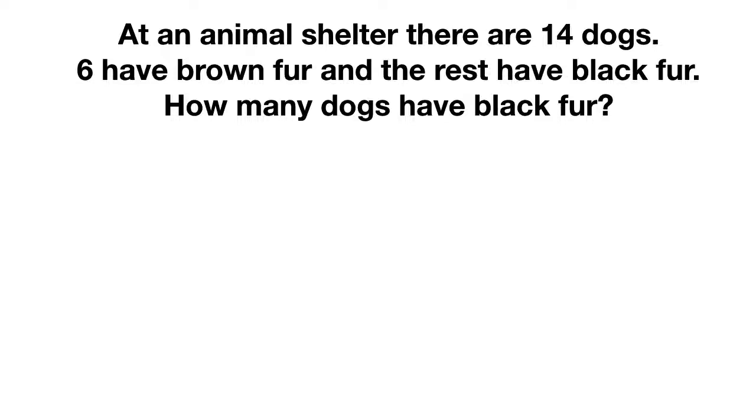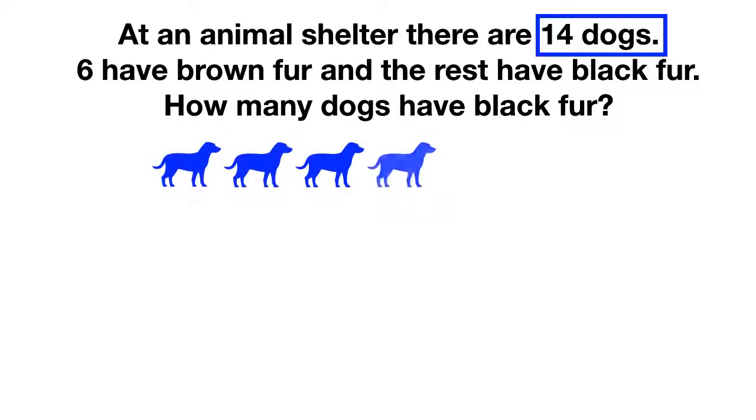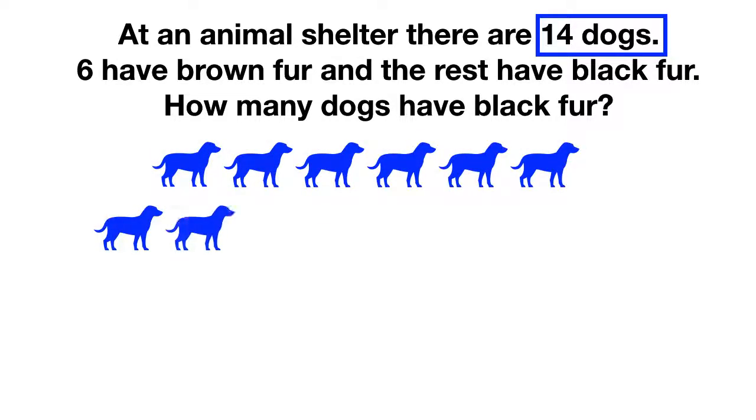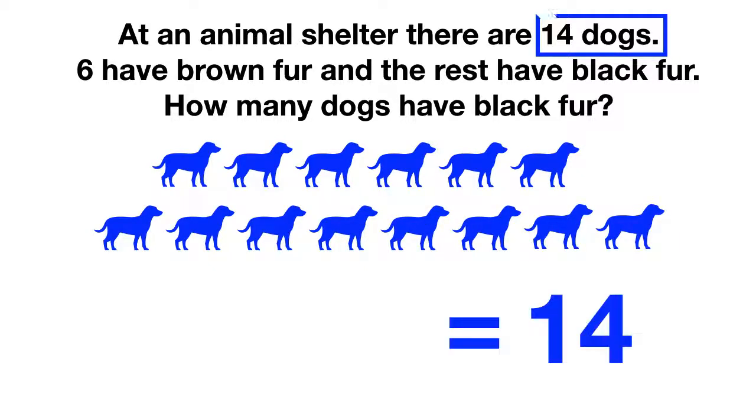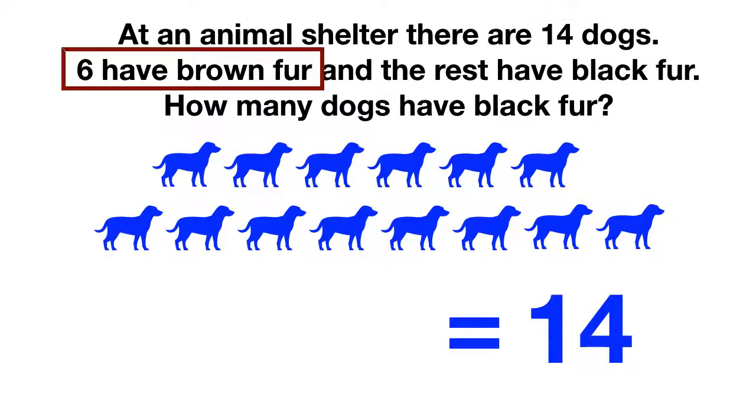This problem tells you that there's a total of 14 dogs. We don't know their color, but we could show 1, 2, 3, 4, 5, 6, 7, 8, 9, 10, 11, 12, 13, 14 dogs. We know the total amount of dogs will equal 14. Next, we learn that 6 have brown fur. So we could color 1, 2, 3, 4, 5, 6 dogs with brown fur. And in our number sentence, write that we have 6 brown dogs.